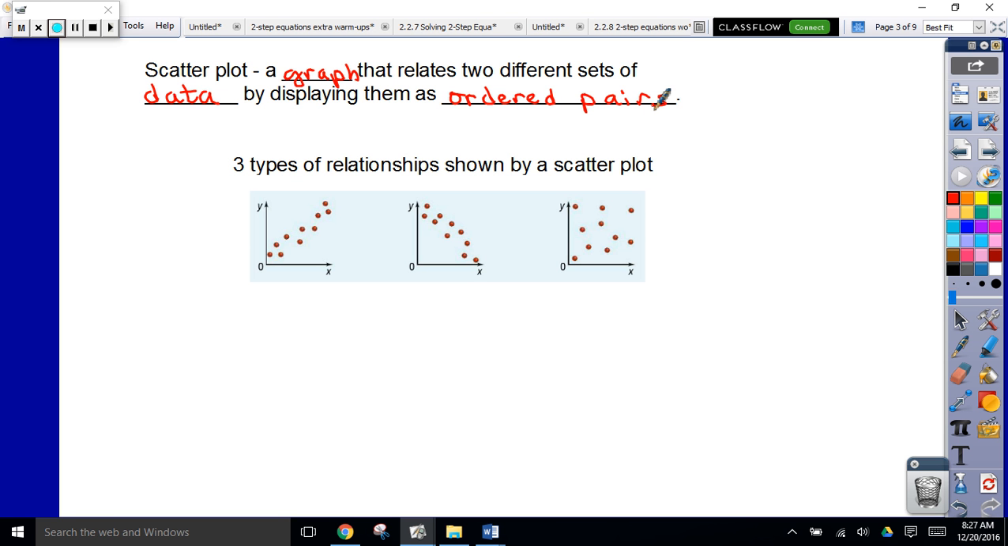So if you look at the first scatter plot, you can see that the dots kind of form a pattern. They have a general upward trend. We say that this is a positive correlation, because if we were to draw a line through those, right in the center of all those dots, it would have a positive slope. So there's a positive correlation between the independent variable and the dependent variable. So as x increases, y also increases.